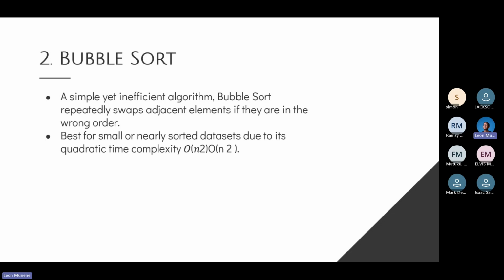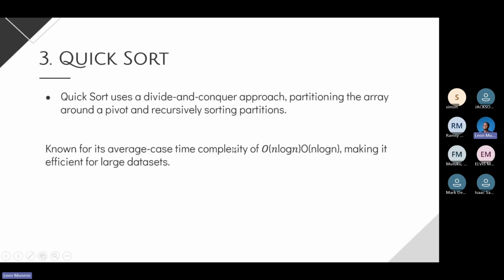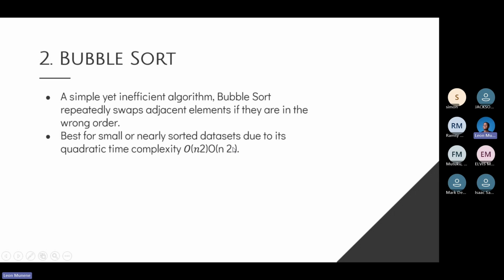Now, it's best for small and nearly sorted data sets due to its time complexity. Don't worry about this complexity. I typed it wrong. Sorry for that. It should just be n squared. But basically, don't worry about time complexity right now. That's the topic I'll cover in the next class, so you can understand time complexity properly. So don't worry about this. We call it quadratic because it's one of the slowest to execute. I think it's basically the slowest well-known sorting algorithm you can use.